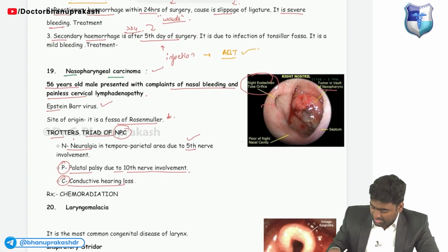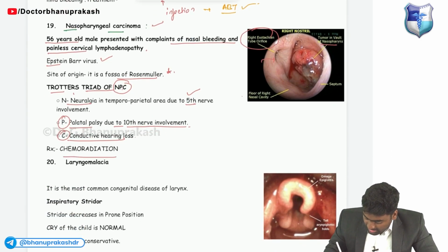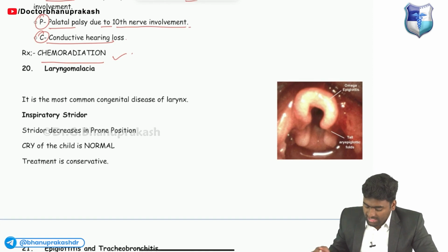This is about nasopharyngeal carcinoma. To treat this, what will we do? We'll do chemoradiation. But yeah, we'll move on to the next part, laryngomalacia.